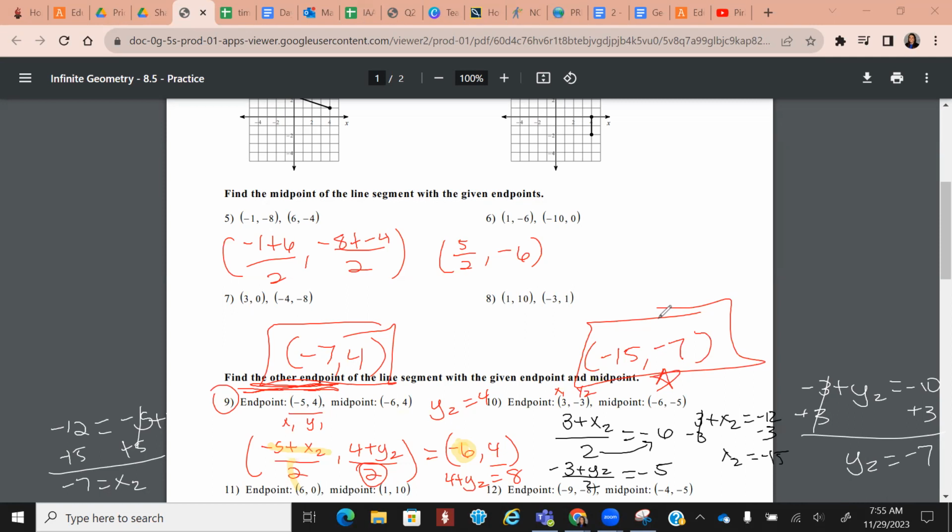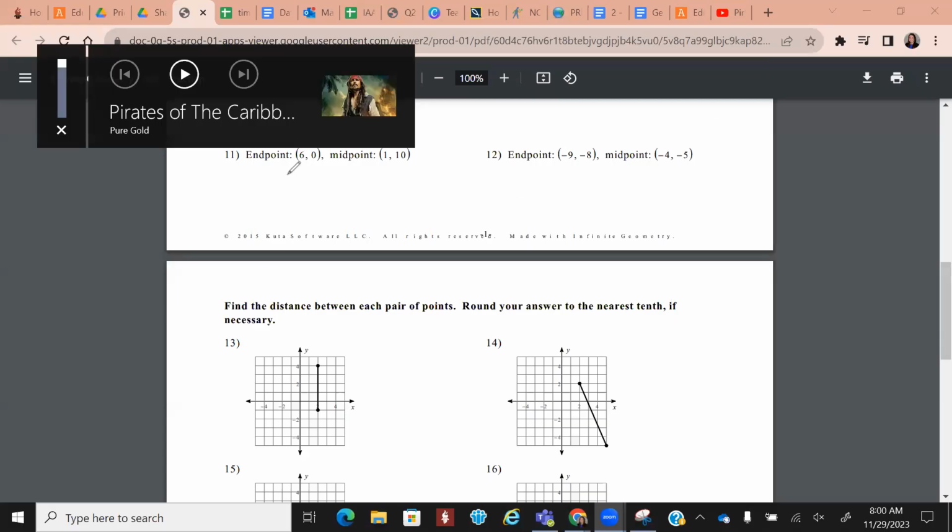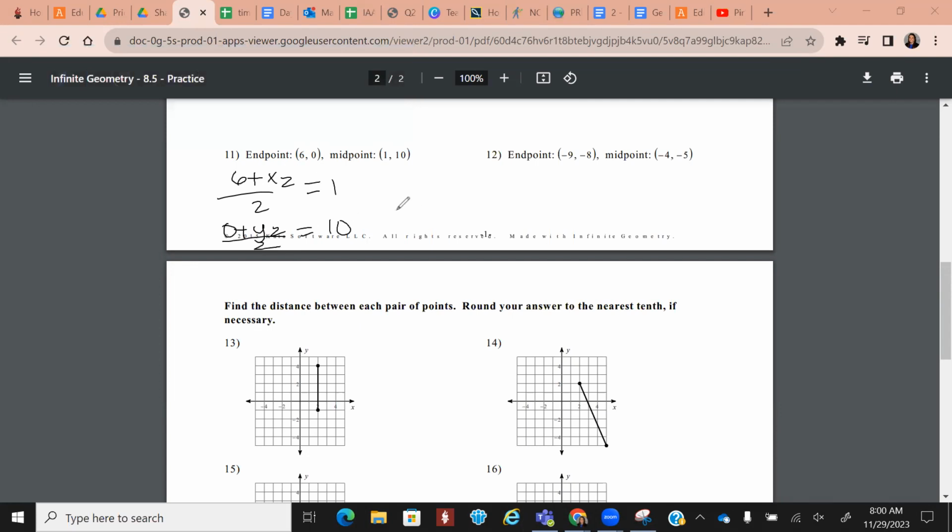All right, can you try 11 and 12? Okay, so endpoint is 6, 0. So we got 6 plus x2 divided by 2. We're going to set that equal to 1. And then 0 plus y2 divided by 2 equals 10. So we're going to multiply 2 times 1. That's going to give me 6 plus x2 equals 2. We're going to subtract 6, and that's going to give me x2 equals -4.